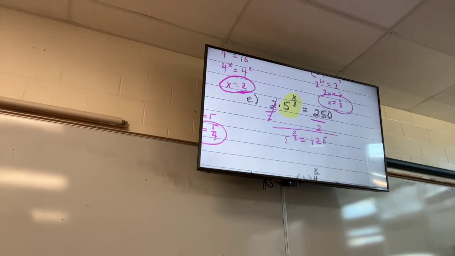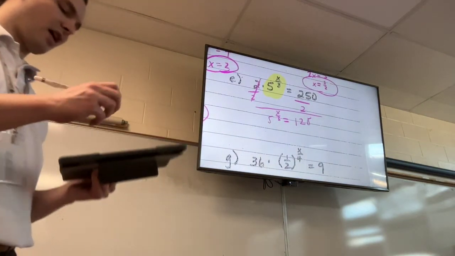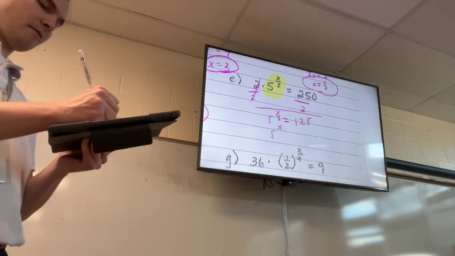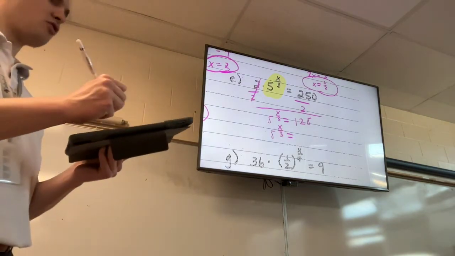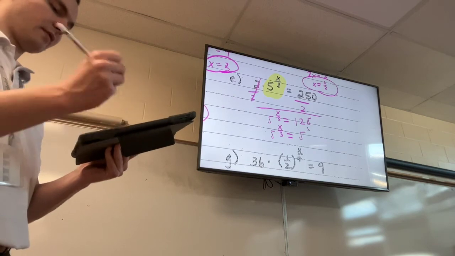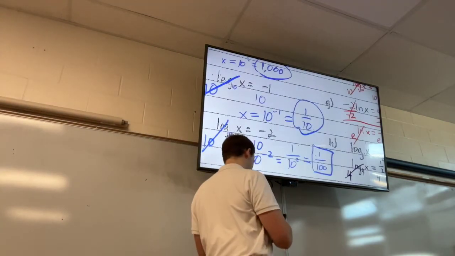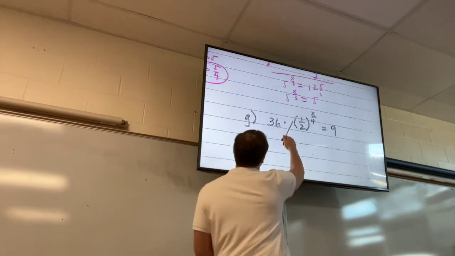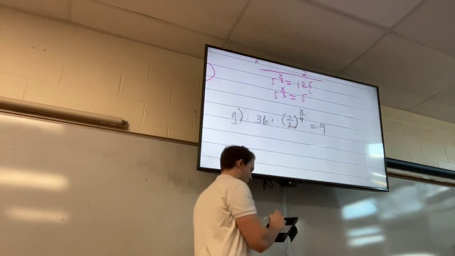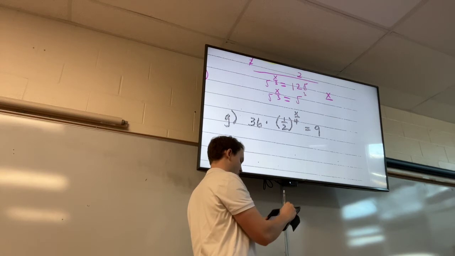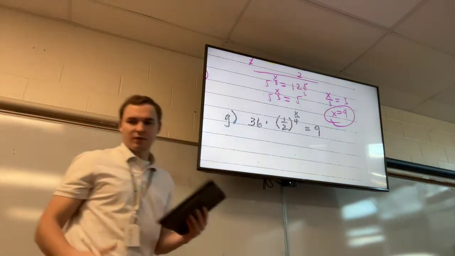5 and 125 are both powers of what? 5, yep. So 5 we just leave it. And then 5 cubed equals 125. So we'll write this as 5 cubed. Good. The bases are equal, so the exponents have to be equal. X over 3 equals 3, or x equals 9.